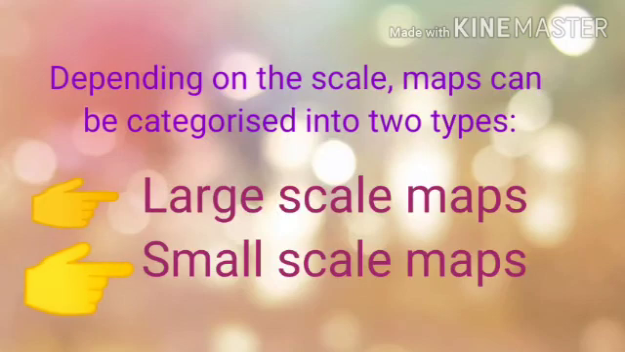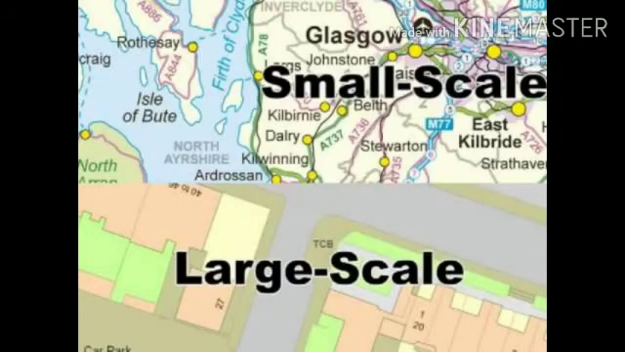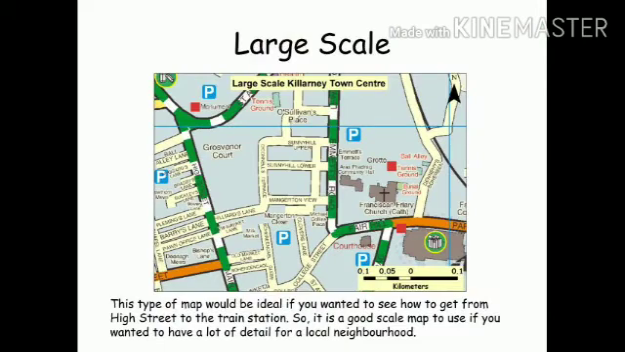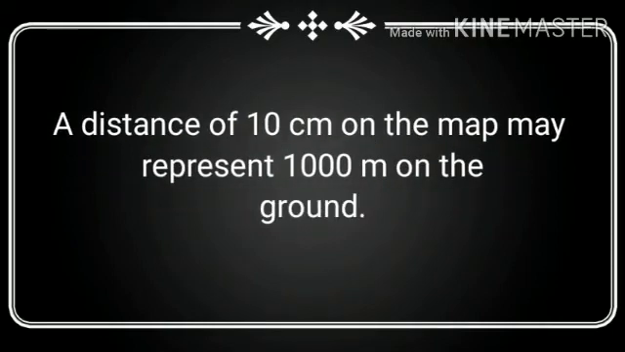Depending on the scale, maps can be categorized into 2 types: large scale maps and small scale maps. A large scale map represents a small area in great detail. For example, a road map of a city. A large distance on the map represents a small distance on the ground. For example, a distance of 10 centimeter on the map may represent only 1000 meters on the ground.